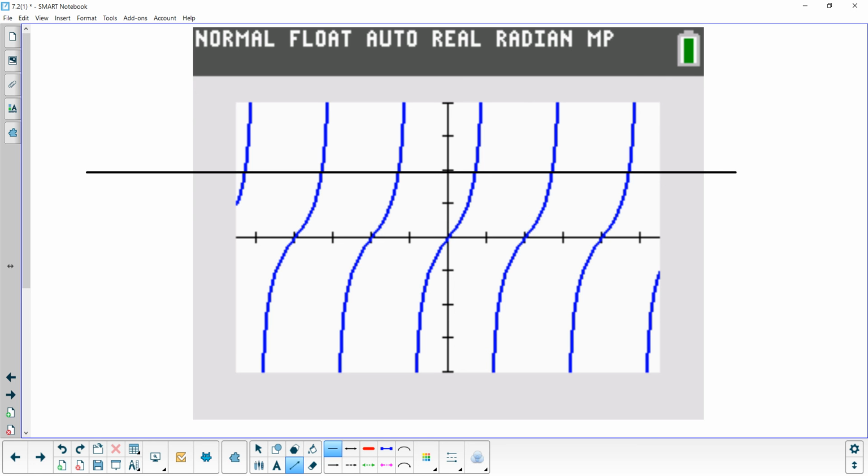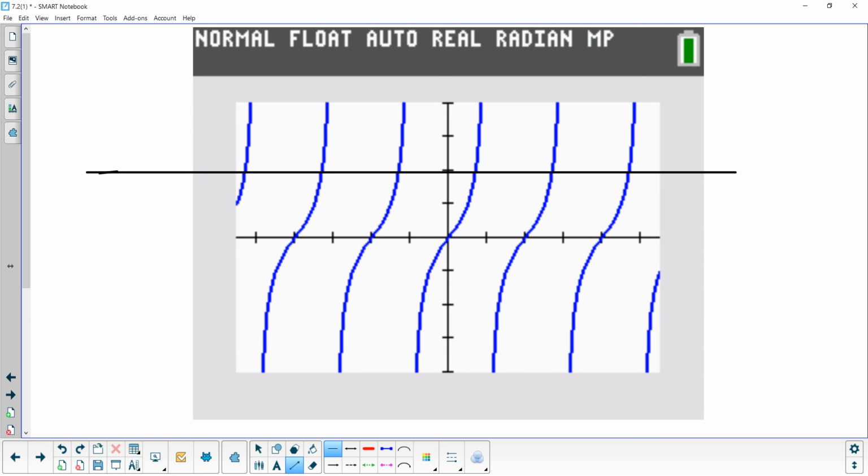Six. Oh, more than that. Infinite. If you could zoom out forever, it would hit it infinitely many times. So we need to find a section that passes the horizontal line test, and then we'll base inverse tangent on that section.